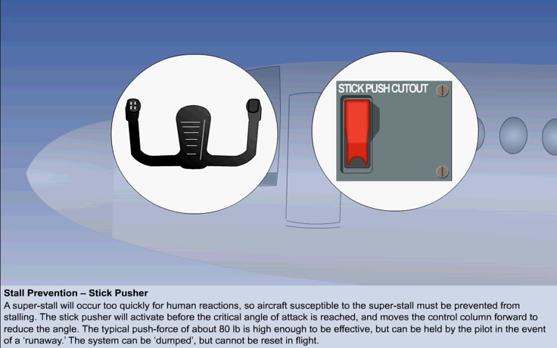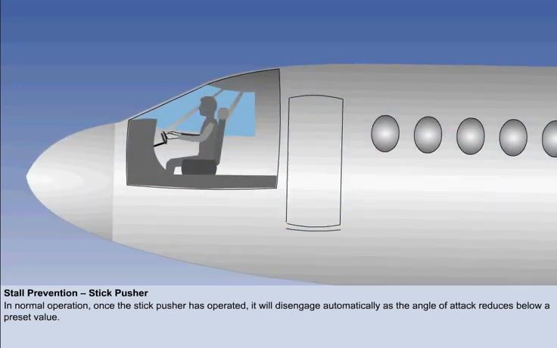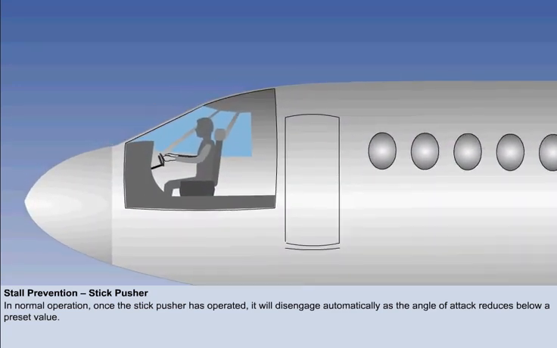A cutout is included to dump the system in the event of a malfunction. But, once dumped, the system can't normally be reset in flight. In normal operation, once the stick pusher has operated, it will disengage automatically as the angle of attack reduces below a preset value.